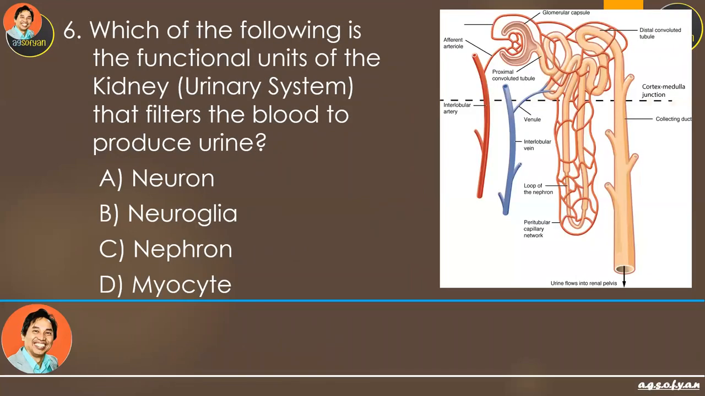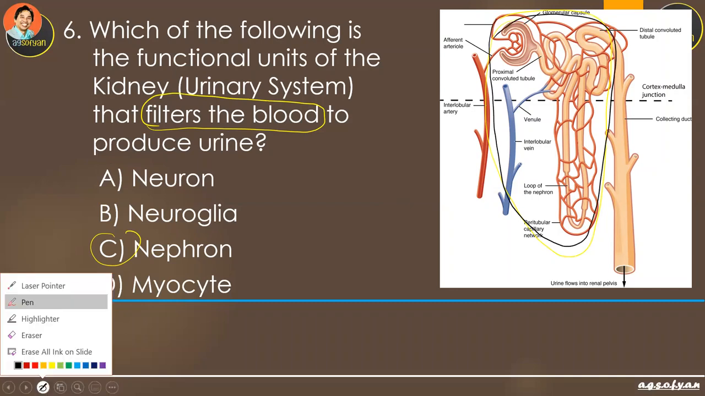Okay, the next one. Which of the following is the functional unit of the kidney or urinary system that filters the blood to produce urine? Choose your answer. Okay, so the unit of the kidney that really filters the blood inside the kidney is called the nephron. So the whole thing over here, this structure that I'm going to circle, is called the nephron.